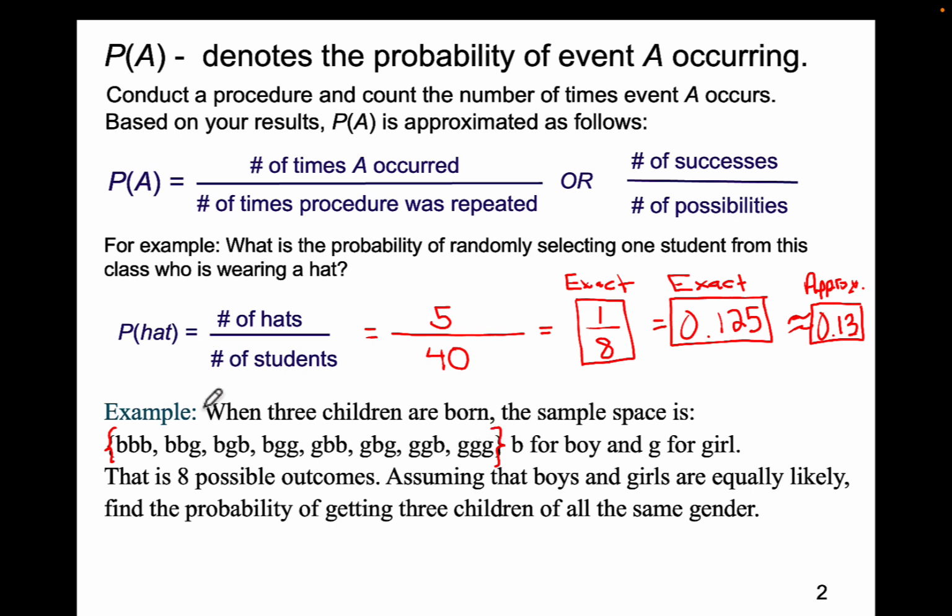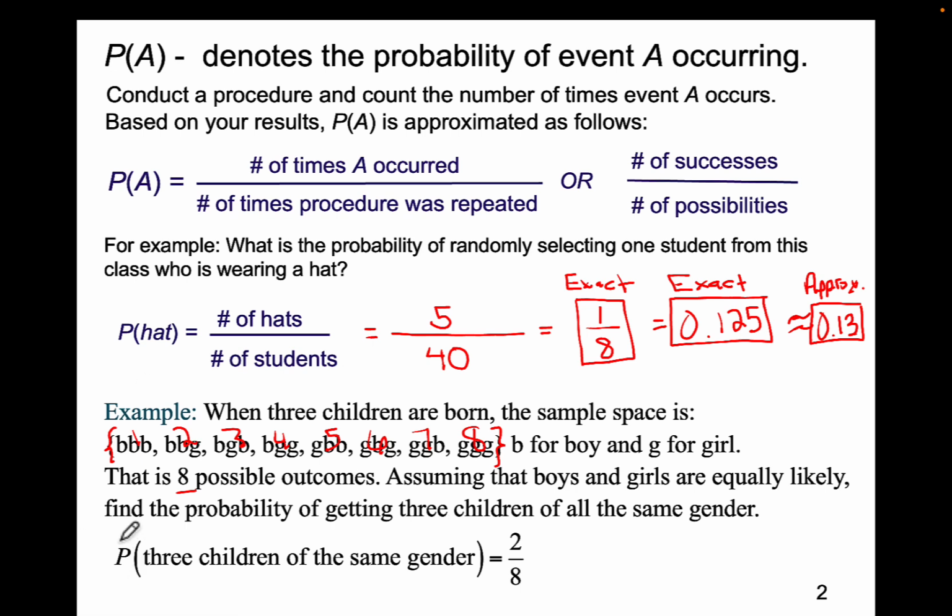Okay, in this sample space, if you count how many possible outcomes there are, you'll get the denominator. So we have 1, 2, 3, 4, 5, 6, 7, and 8. Okay, so this is called the sample space, and there are 8 possible outcomes. Assuming that boys and girls are equally likely, find the probability of getting 3 children of all the same gender.